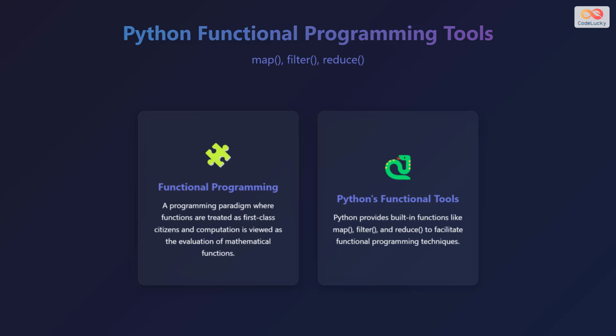In this video, we're diving into the world of Python's functional programming tools: map, filter, and reduce. Functional programming is a paradigm where functions are treated as first-class citizens. Computation is viewed as the evaluation of mathematical functions. Python offers built-in functions like map, filter, and reduce to make functional programming easier.